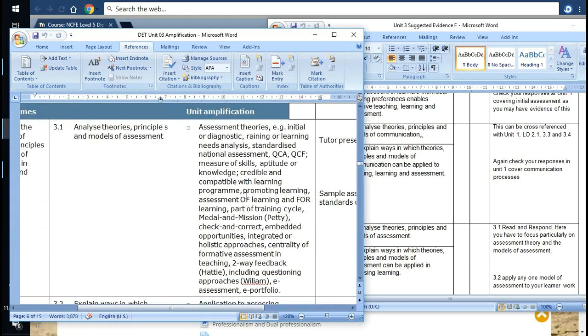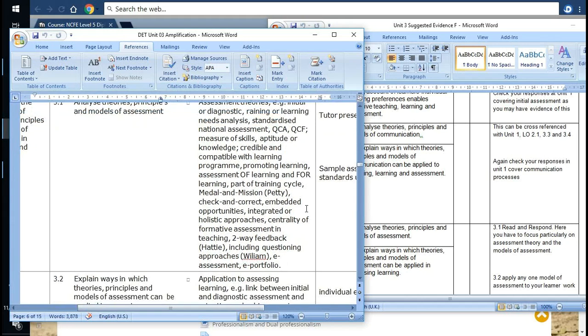3.1 is exactly the same thing again. Analyze theories, principles, and models of assessment. So it's assessment theories: initial, diagnostic, learning needs analysis, standardised national assessment, QCA, QCF, etc., a measure of skills, aptitude and knowledge, credible and compatible with learning programmes, promoting learning, assessment of learning and for learning, part of the training cycle, check and correct.